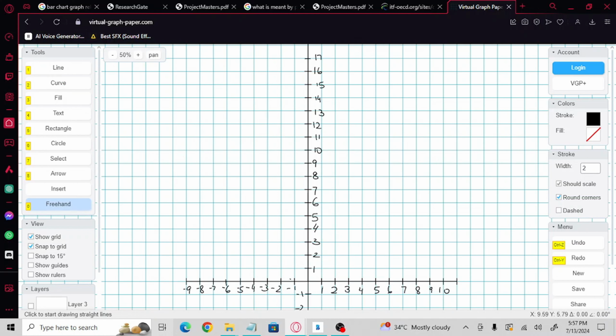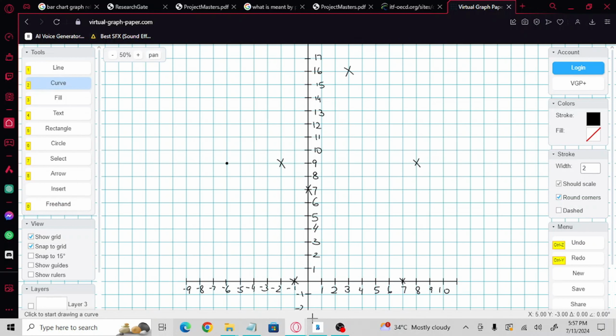Freehand tool, when x equals negative 1, y equals positive 7. When x equals 3, then y equals 16. When x equals 6, y equals 7. And that's it. Negative 2 and positive 9, and positive 8 and positive 9.